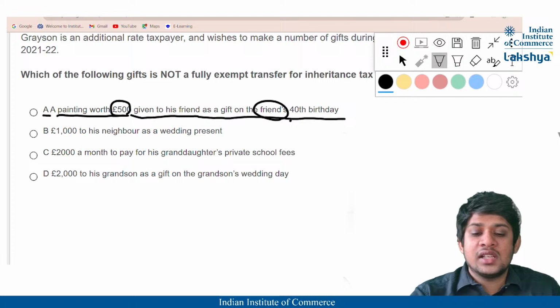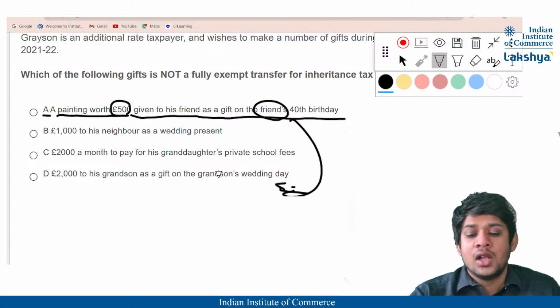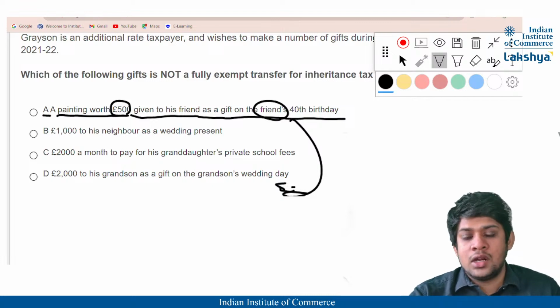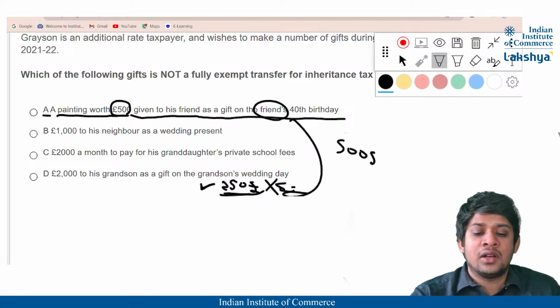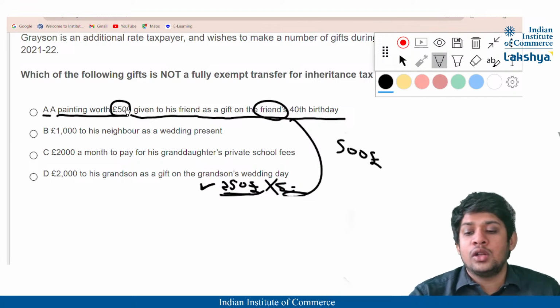Always remember one thing, guys, when you're making a gift to your friends or anyone, small exemption is available, and the small exemption is available up to 250 pounds. If it exceeds 250 pounds, then small exemption will not qualify, and on the total 500 pounds, you will be taxable. So here you have given a gift of 500 pounds, correct?